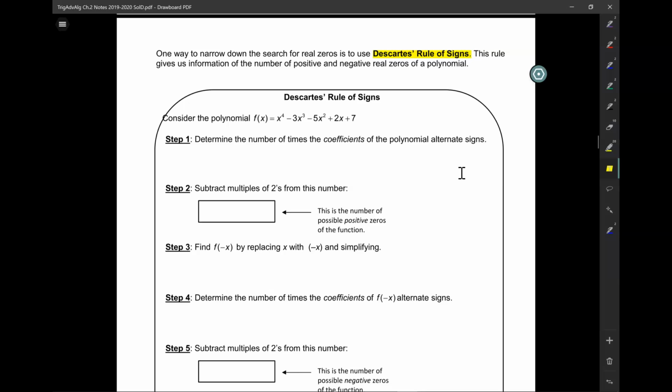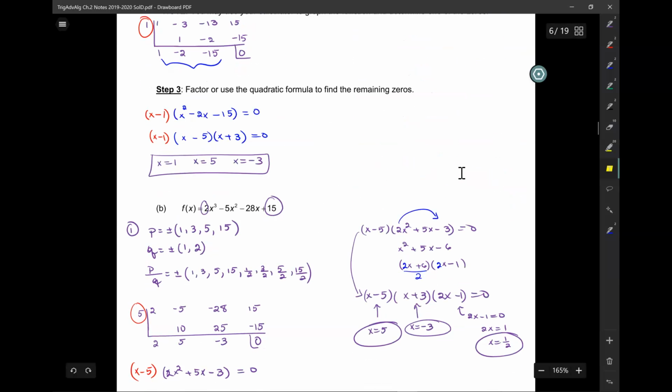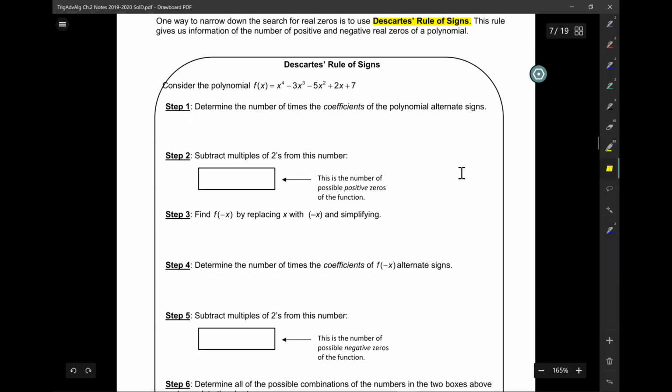He also gave us this thing called a rule of signs, and basically, more than narrowing down the zeros of a function into a list, it now gives us more information about how many positives and how many negatives there can be. Okay? So, let's do this. Here's what we're going to do. We have a polynomial. This is the polynomial we're going to work with.